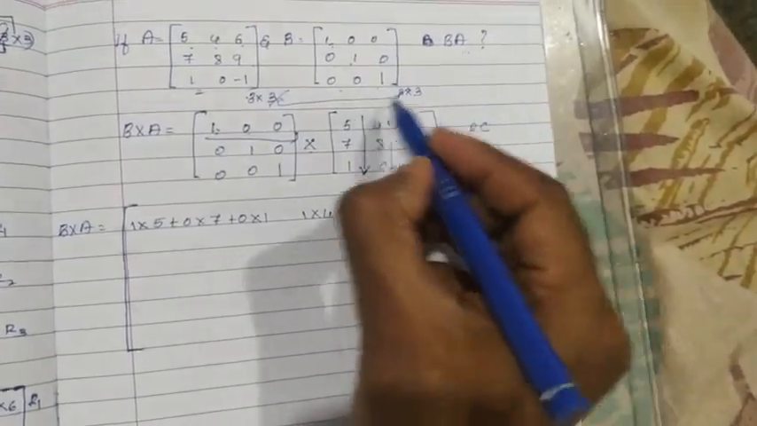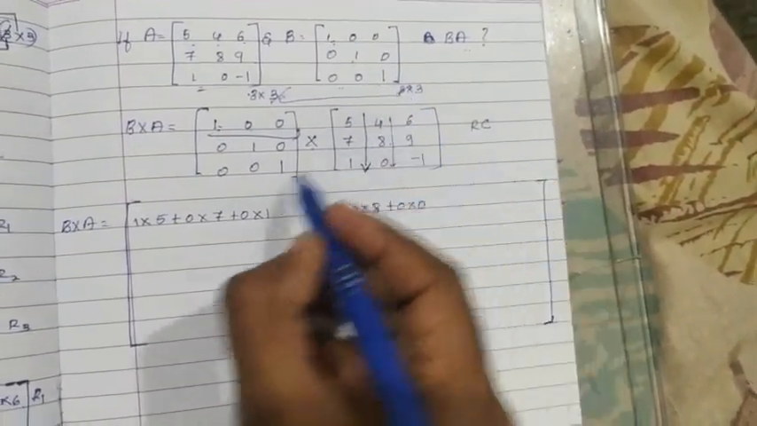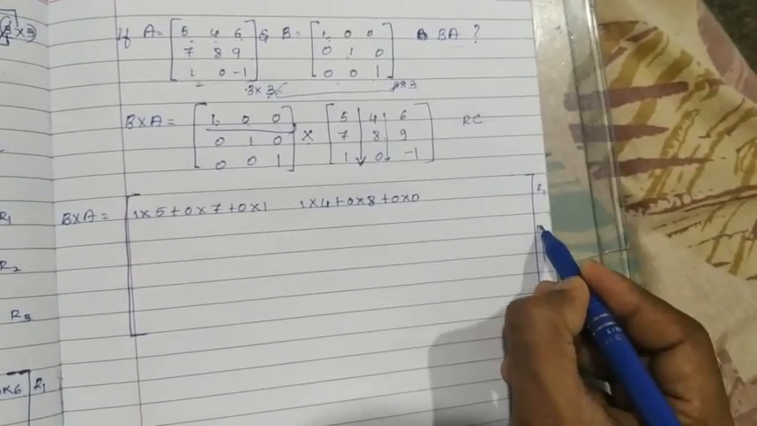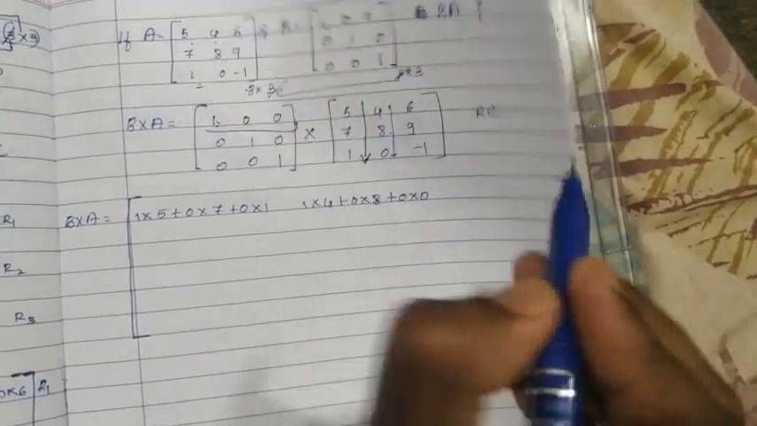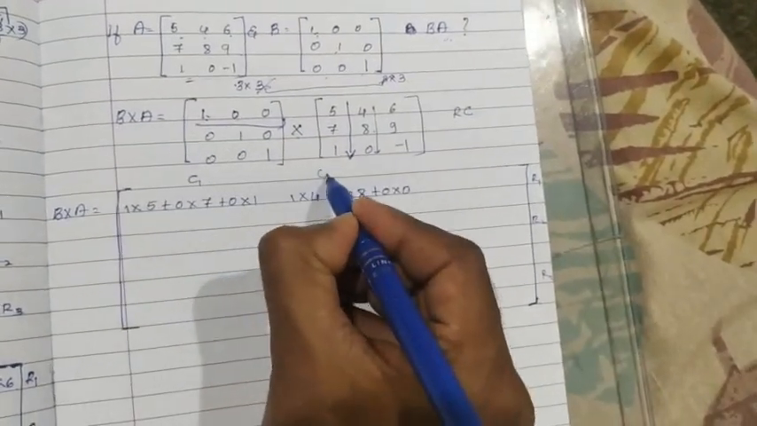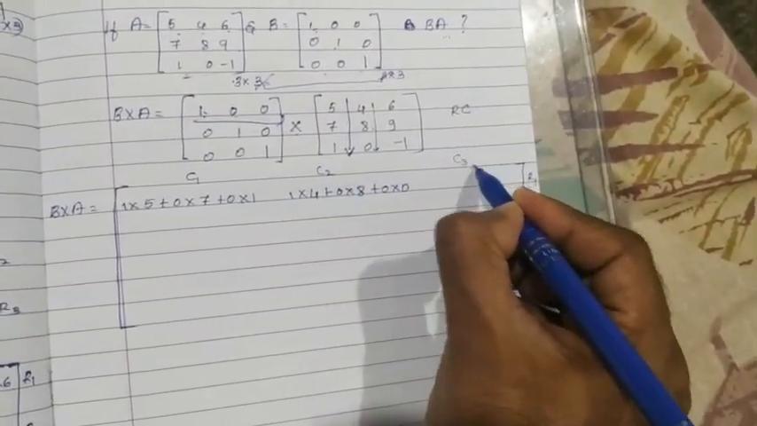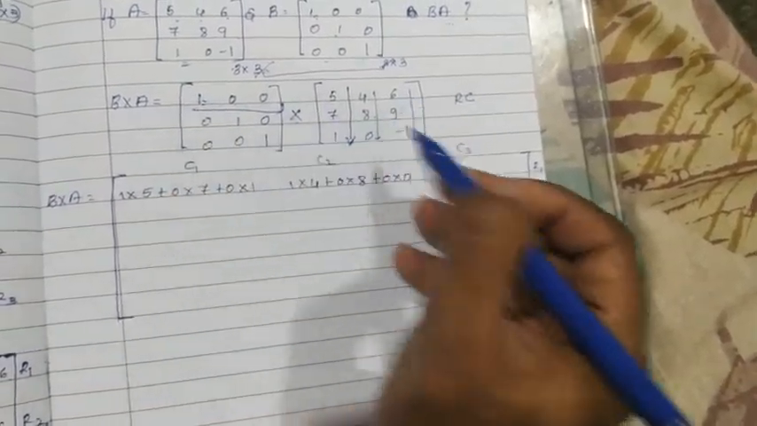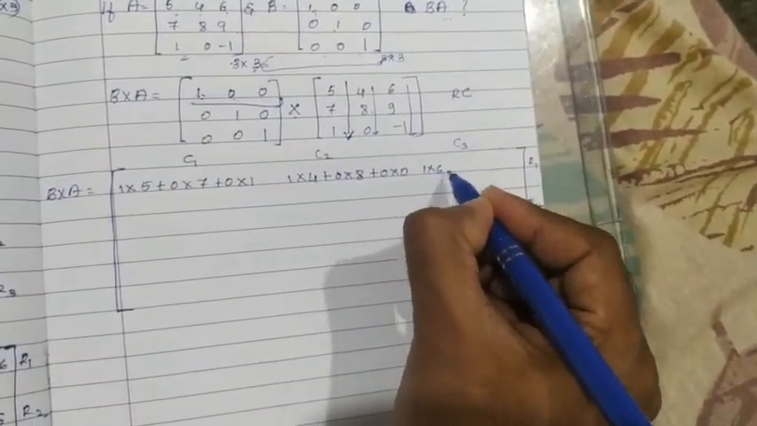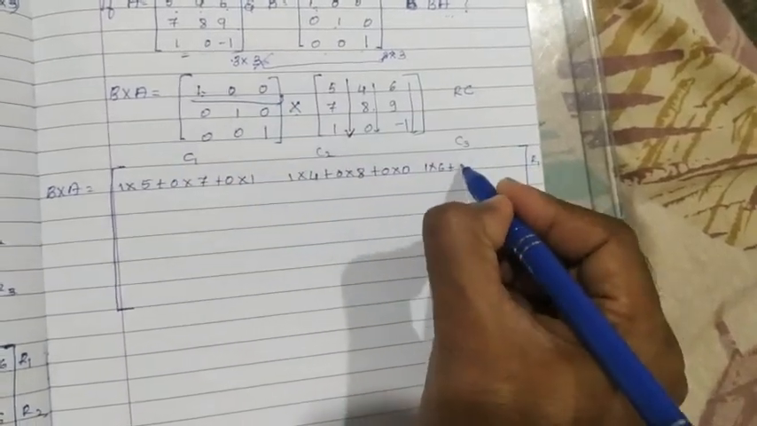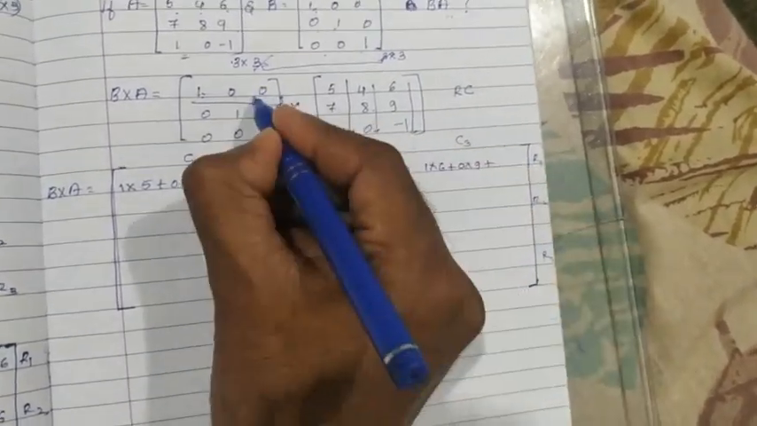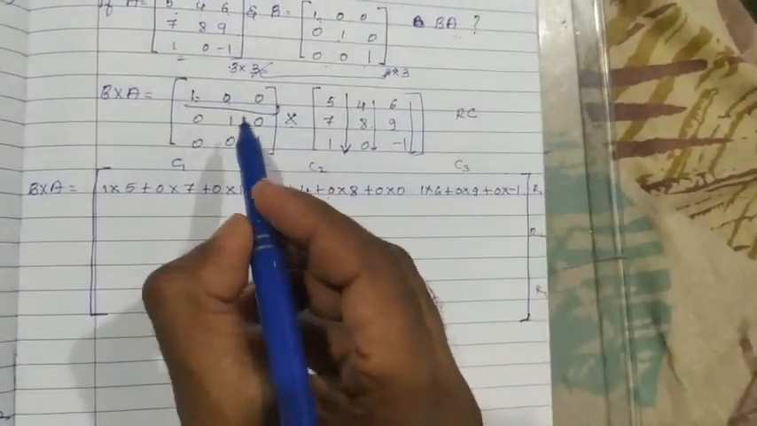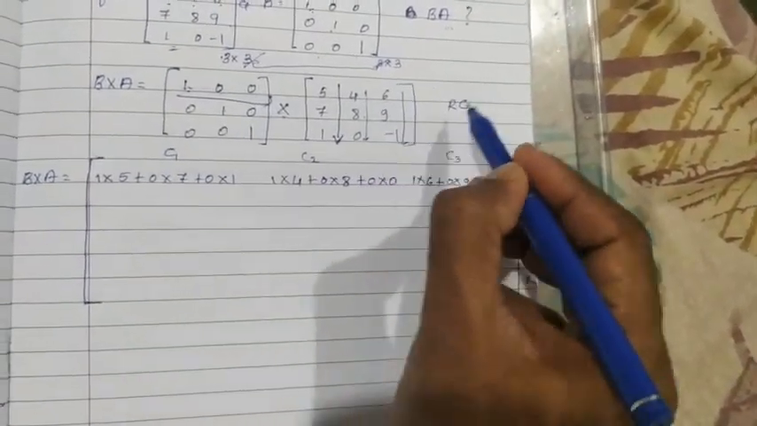Because at the end we are getting a 3 by 3 matrix, this is the first row, this is the second row, this is the third row, this is the first column, this is the second column, this is the third column. Okay, this is first row, third column. We are multiplying 1 into 6 plus 0 into 9 plus 0 into minus 1. Like that we do the first row with the first, second and third columns.